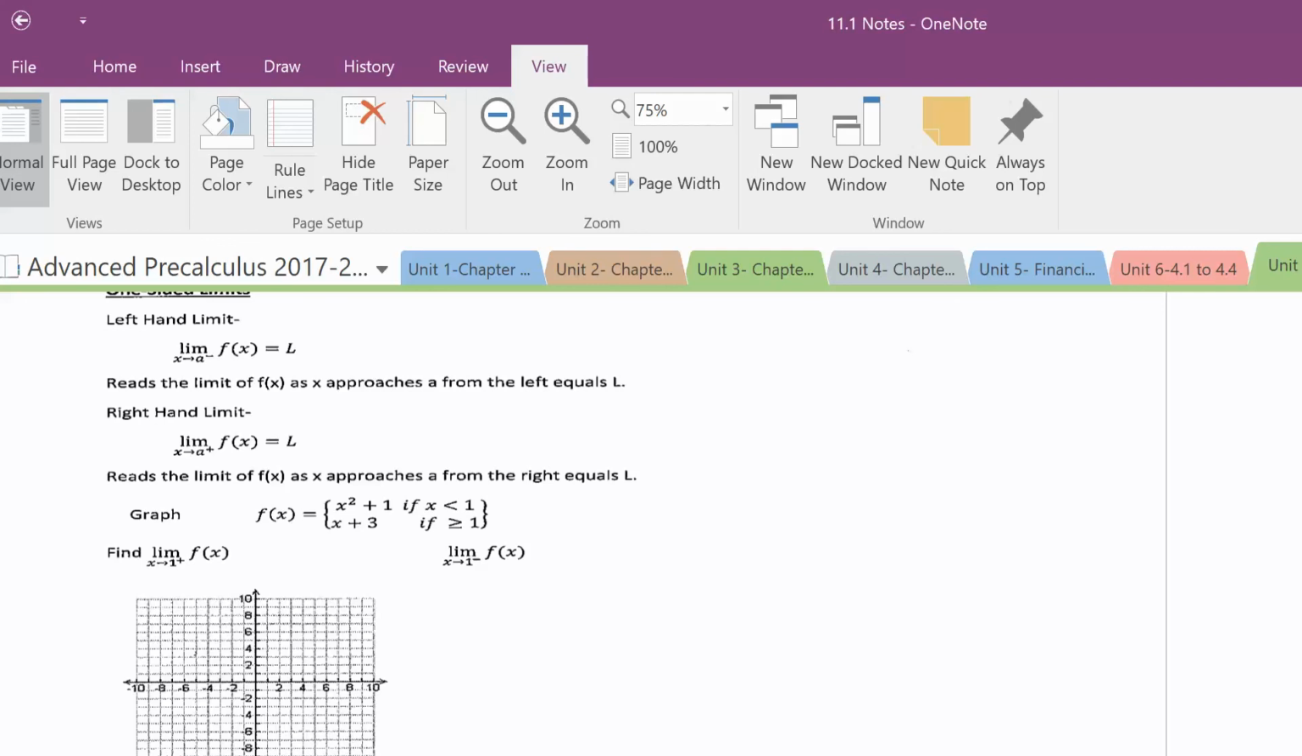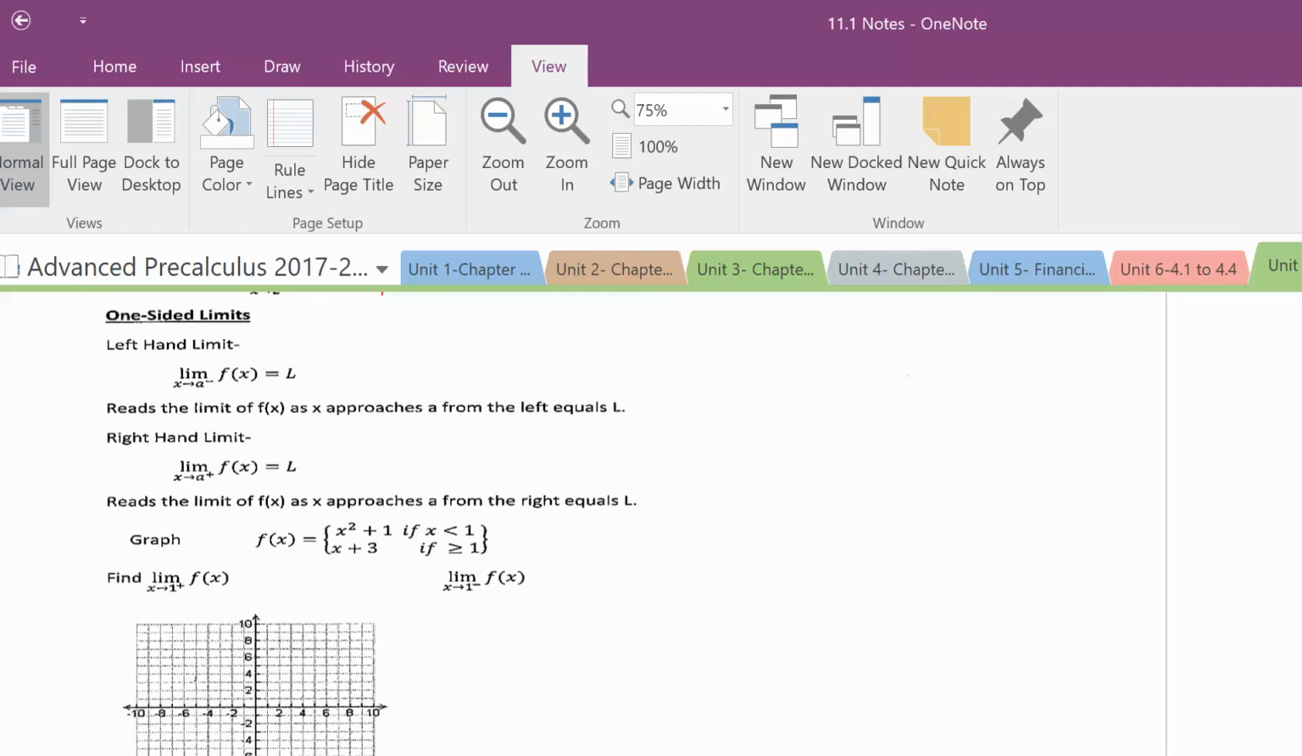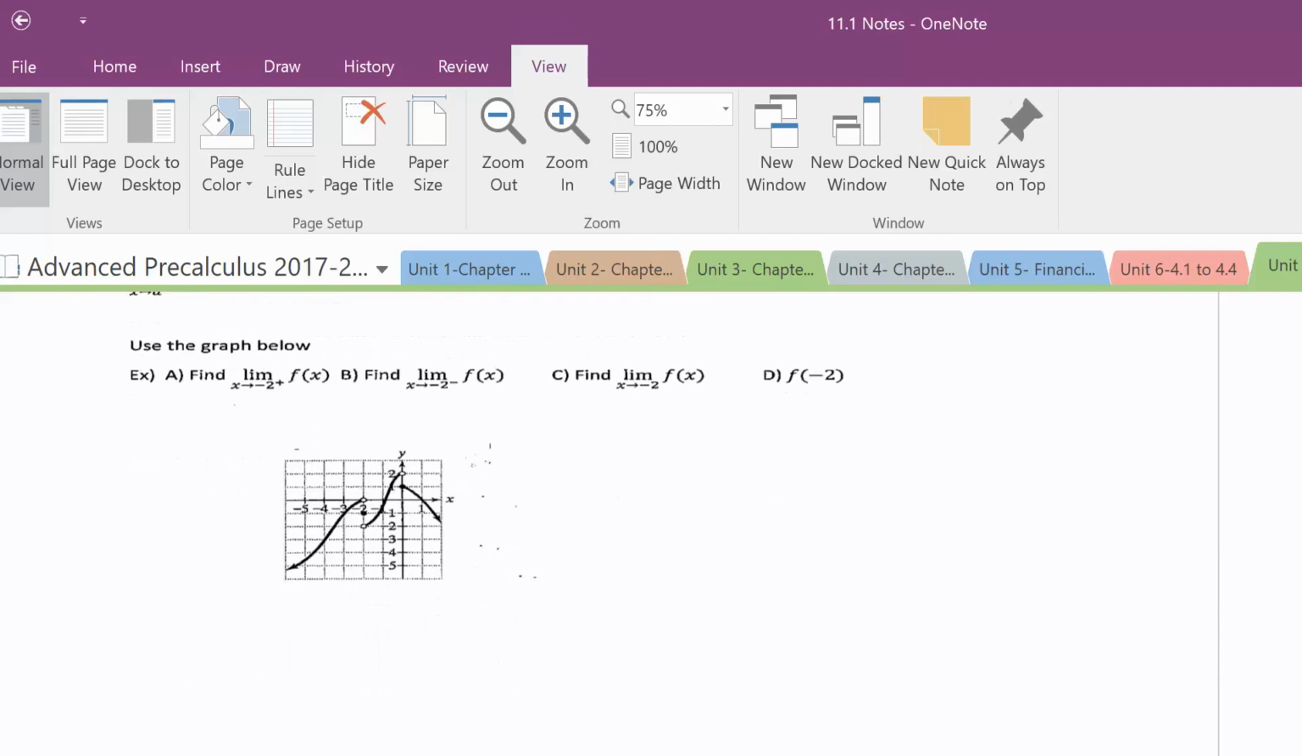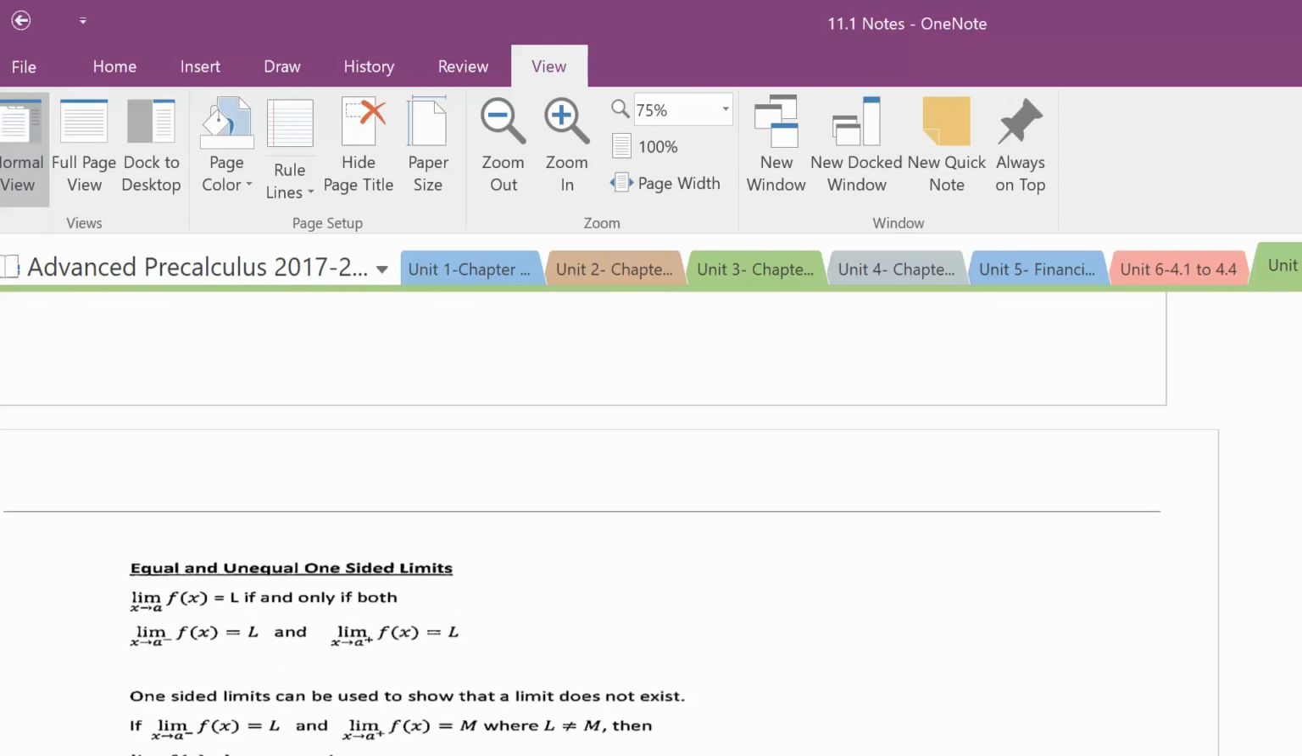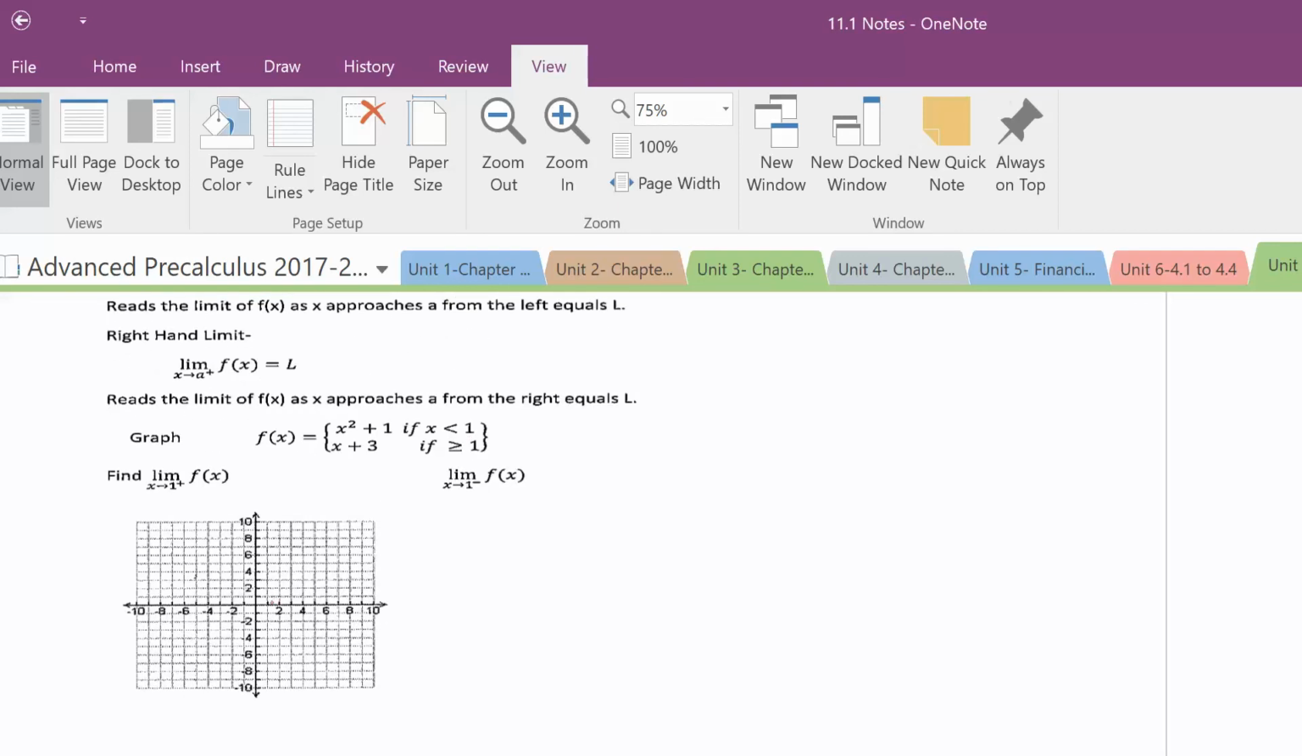There are left and right hand side limits, meaning as x approaches from one side. So if we graph x squared plus 1 if x is less than 1, so for all the numbers less than 1. The first thing I would do is see what is the value at 1? 1 squared plus 1 is 2. So at 1, 2, I'm going to put a circle. And then 0, 1, this is going to be like a parabola that goes like that. And then for the other one, when x is greater than 1, 1 plus 3 is 4. So at 4, and then it's a line, like that. So if you look from the right hand side, going in, it's approaching 4. If you look from the left hand side coming in, it's approaching 2.